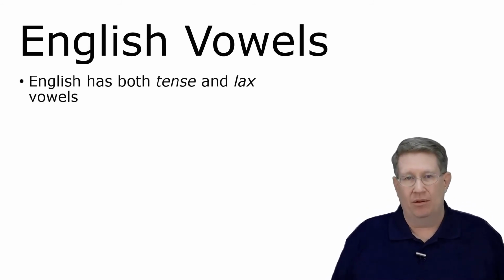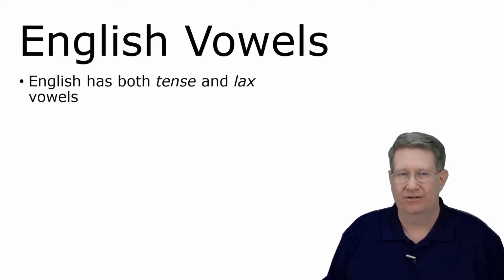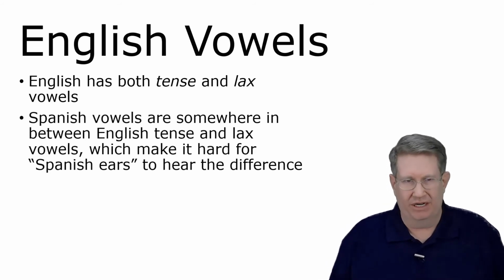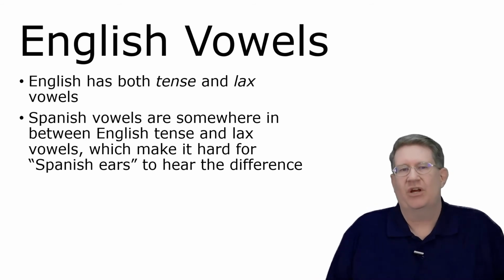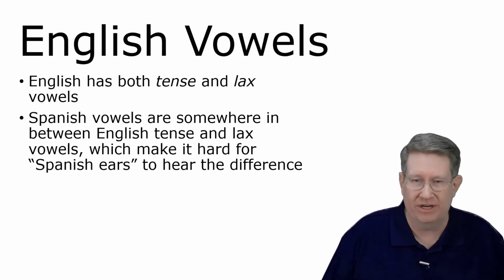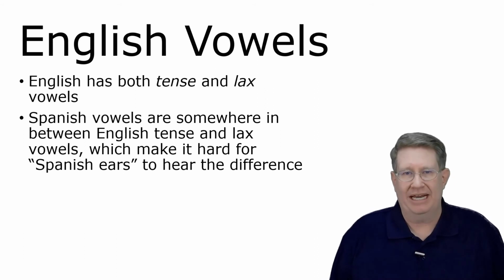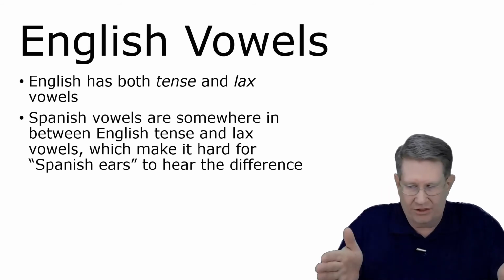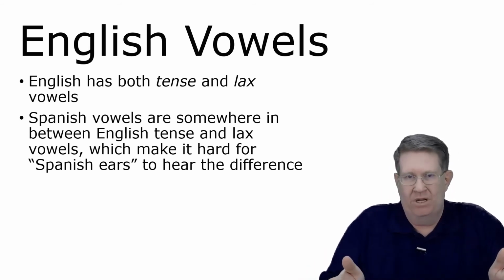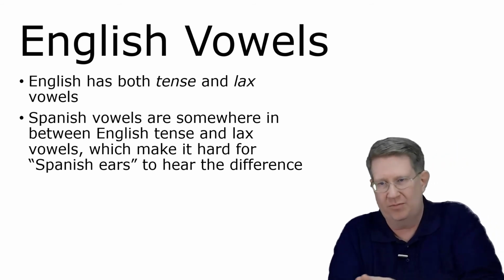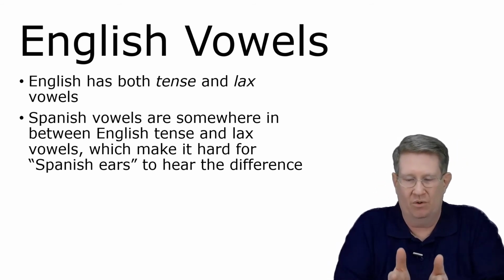So English has what we call both tense and lax vowels. I'll explain a little bit what that means in a minute. Spanish vowels are somewhere in between English tense and lax vowels, which makes it hard for Spanish ears to hear the difference. So an English tense vowel might be here, and an English lax vowel might be here. So with my English ears, that's a big difference. But this is why it can be difficult for Spanish speakers, because Spanish vowels are normally kind of in the middle. So it's just a small difference here, and it's just a small difference here.